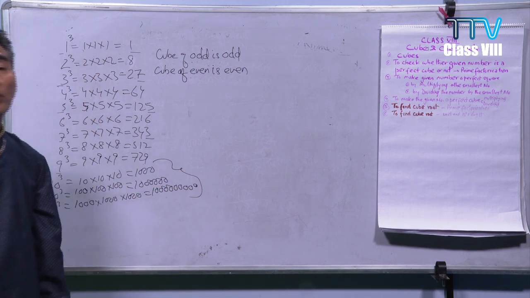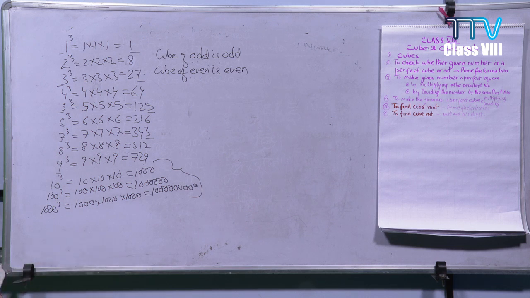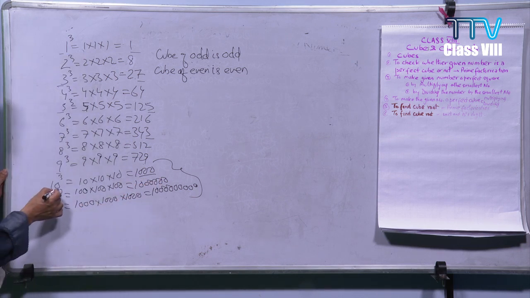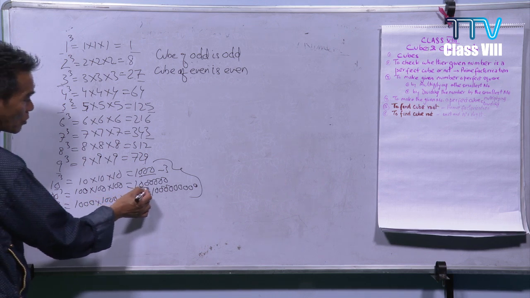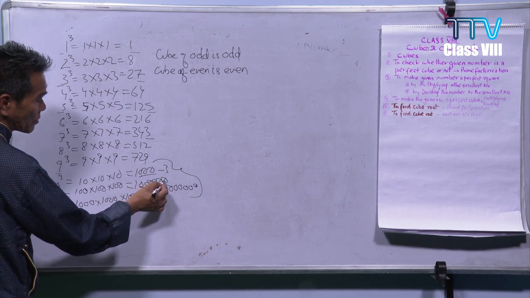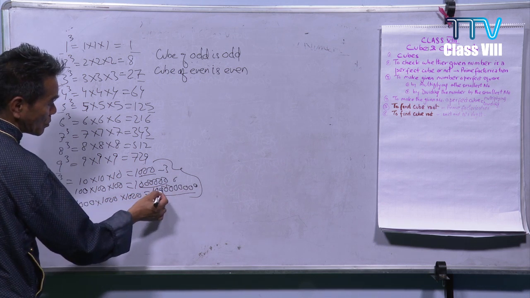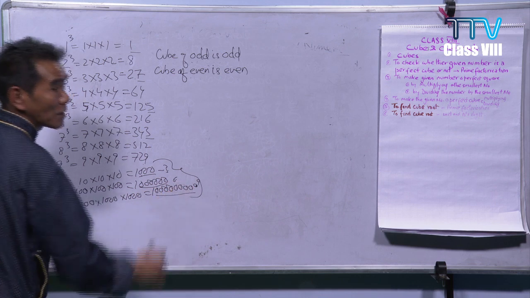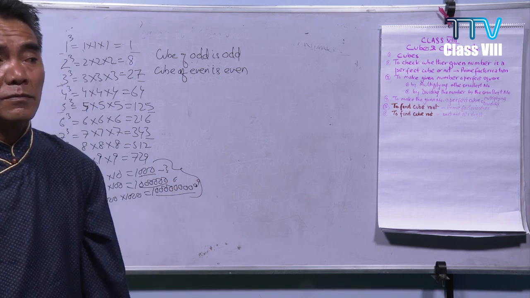Now, to check whether a given number is a perfect cube, think about this. Over here, look at the multiples of 3: 1, 2, 3, 4, 5, 6, 7, 8, 9. The multiples of 3 are 3, 6, 9.